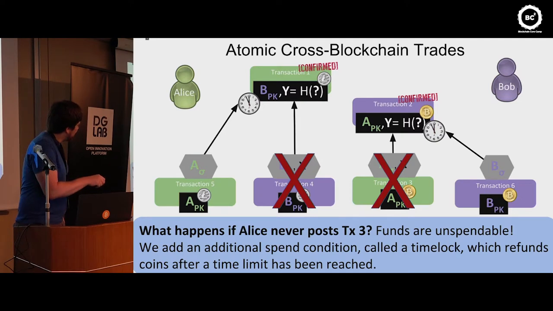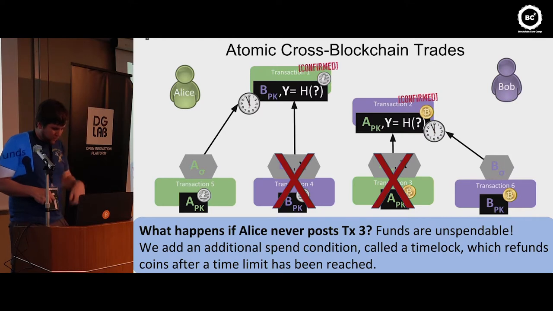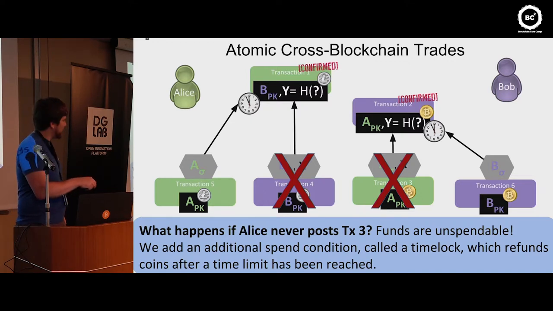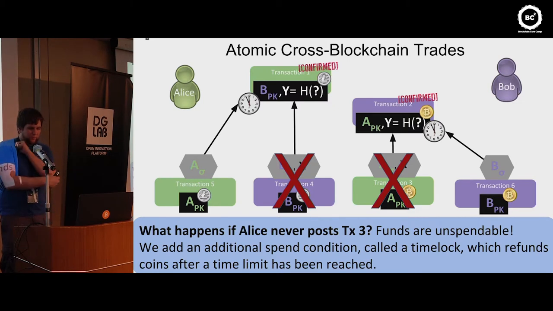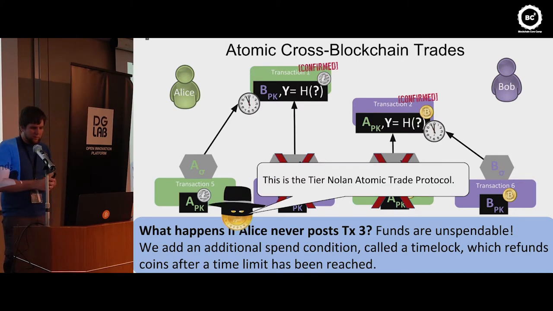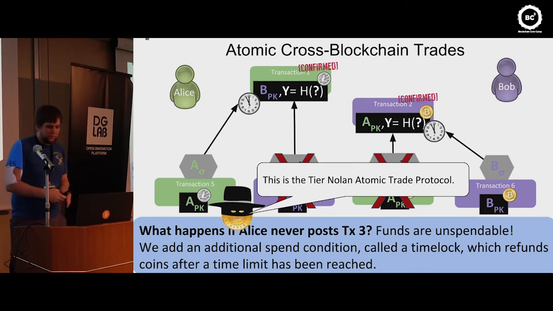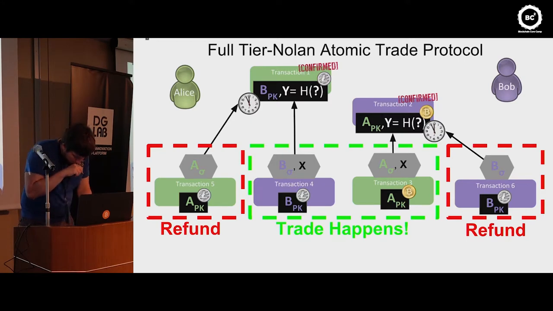So, if enough time has passed and Alice has not posted transaction 3 revealing X, Bob can post transaction 6 and reclaim his coins. And for purposes of fairness, Alice can also get her coins back. This is typically called the Tier-Nolan Atomic Trade Protocol.